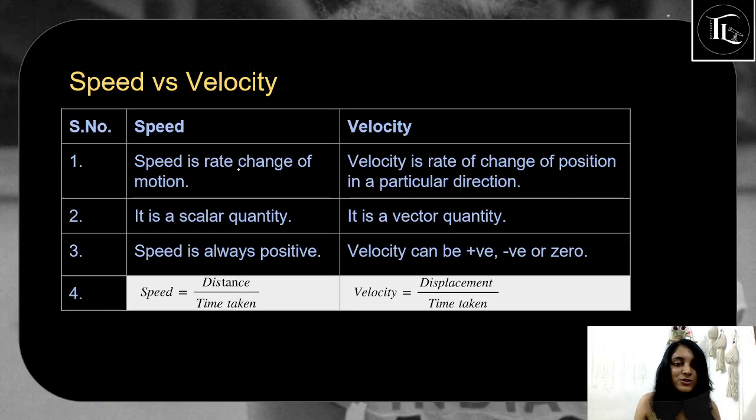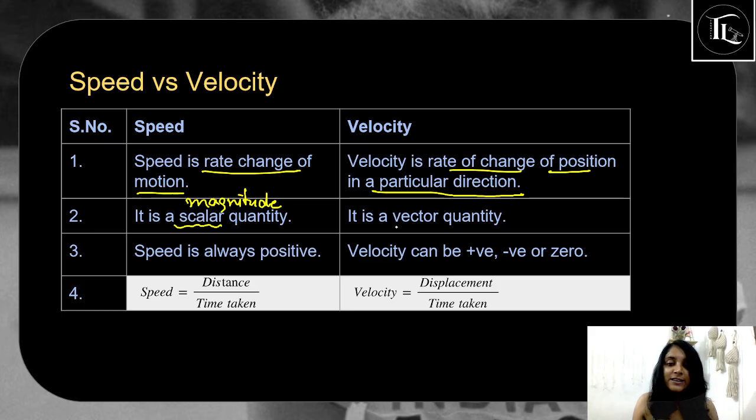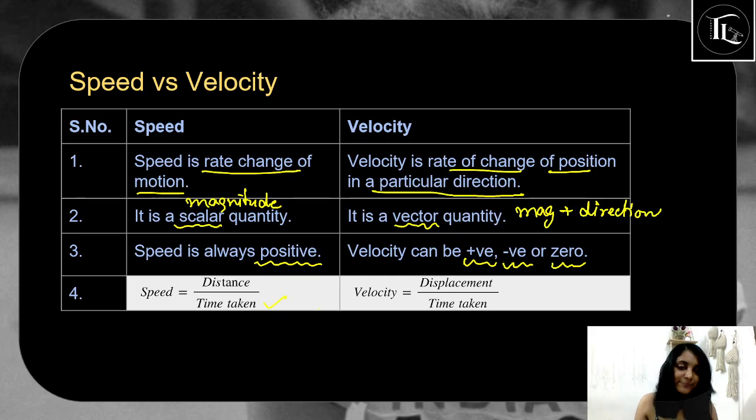Let us now see the difference between both of them. Speed is rate of change of motion. Same way, velocity is also rate of change of motion, but in a particular direction. Speed is a scalar quantity, that means it's only going to talk about the magnitude, while velocity is a vector quantity, that means here there is magnitude plus direction. Speed is always positive, while velocity can be positive, negative, and 0. And finally, formula. Speed is distance by time taken and velocity is displacement by time taken.